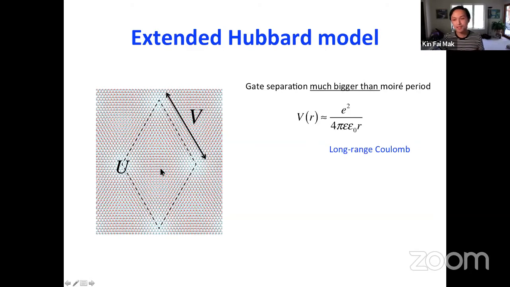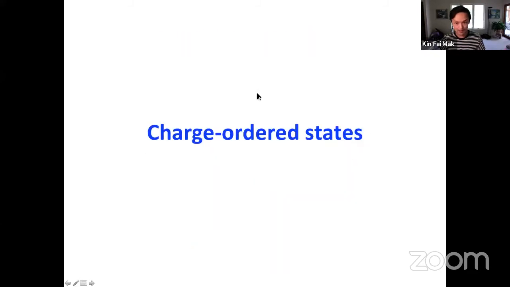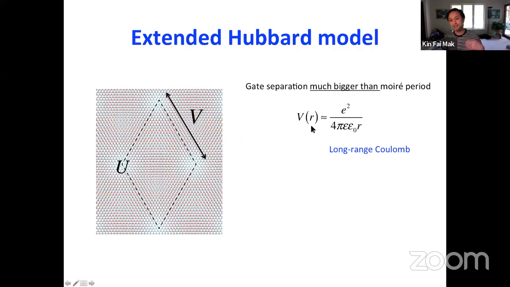Coulomb repulsion. But since the separation between the gate and the sample, I don't want to show the device structure again, is quite a bit bigger compared to the Moiré superlattice period here, we actually cannot ignore the long-range Coulomb potential between the electrons at different sites. For instance, here I show the inter-site Coulomb repulsion between this electron and that electron, right?